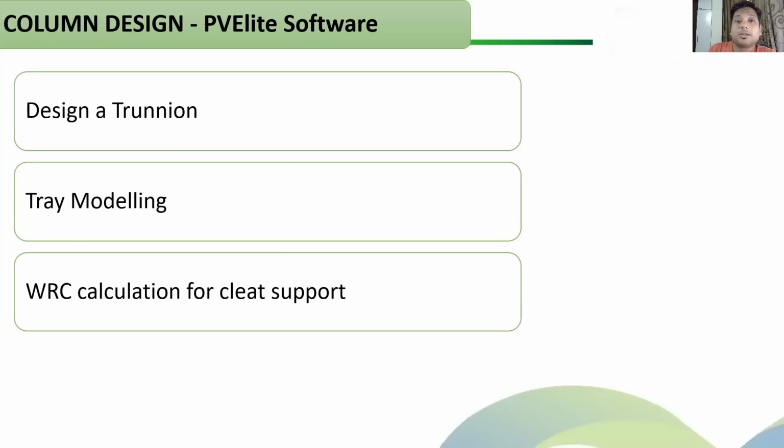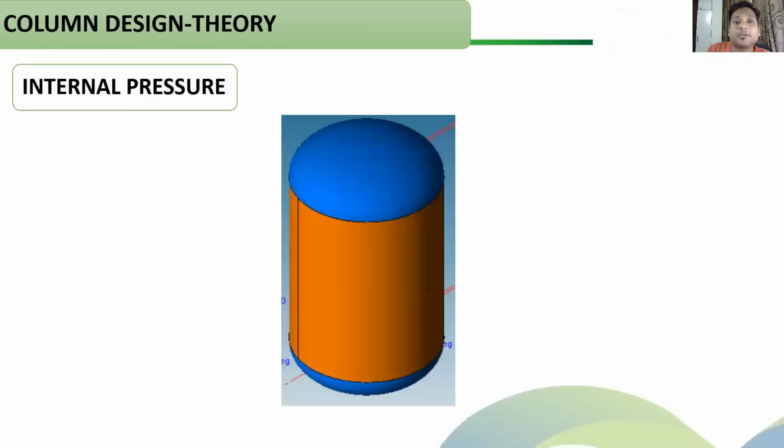Okay. So now we'll move to the first section, which is the theory part. So in theory, now let us try to recap what we have studied in a pressure vessel. Generally, for internal pressure acting on the pressure vessel, there are two different types of stresses which are generated. One is circumferential stress and the other is longitudinal stress.